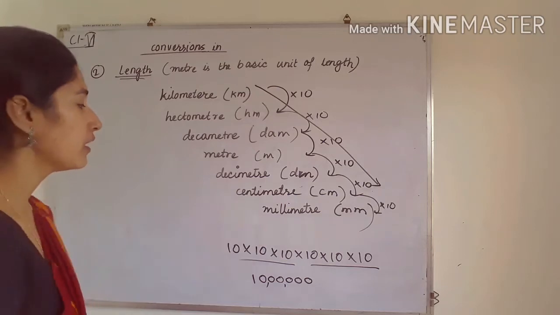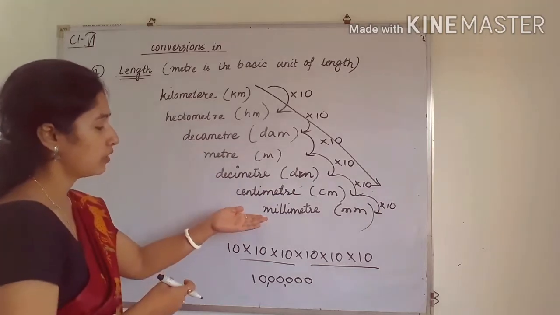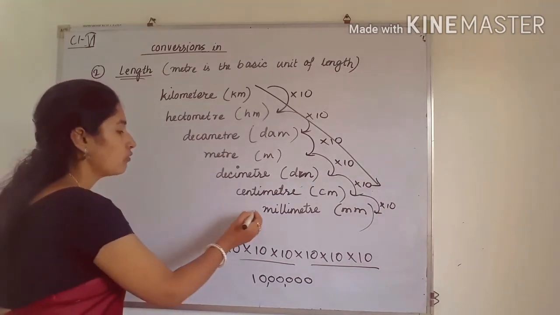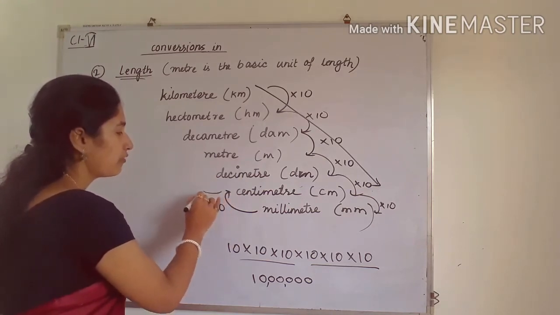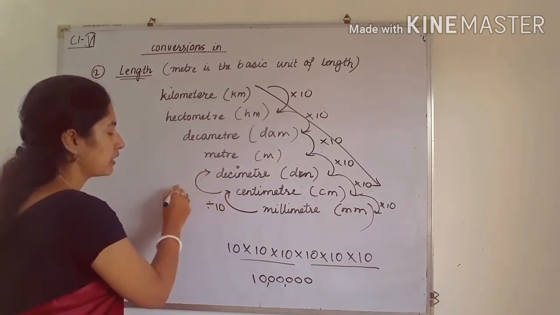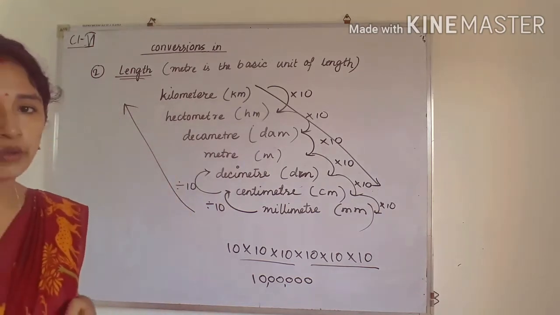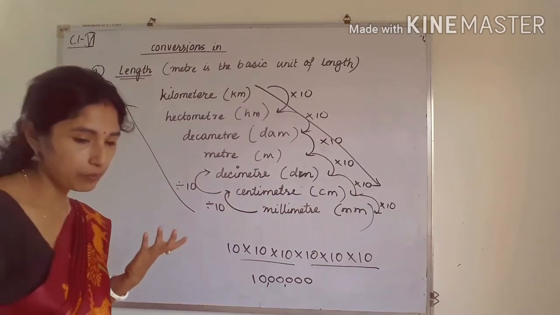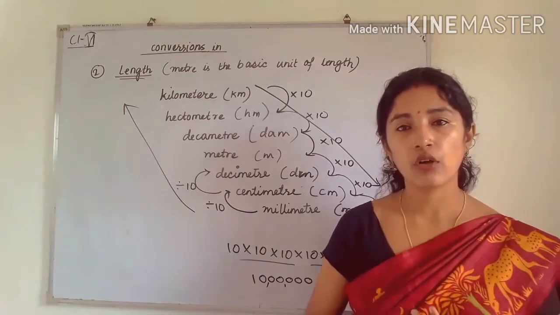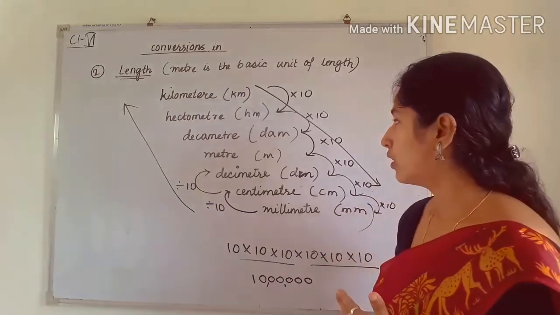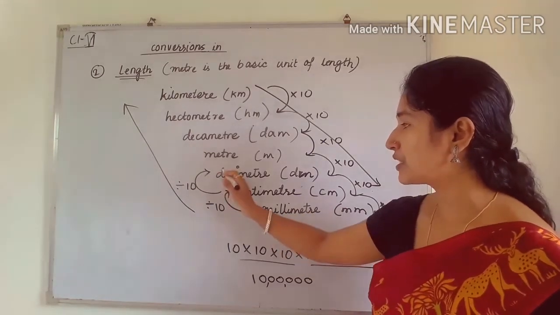Similarly, if I want to do the reverse, now I want to go from bottom to top. That means if I want to convert from millimeter to centimeter, then I have to divide by 10. Similarly, from centimeter to decimeter, then again I have to divide by what? 10. This is for going in the upward direction. Already I told you one case how to remember. There is a technique. If you go upward, then you have to divide, and if you go downward, you have to multiply.